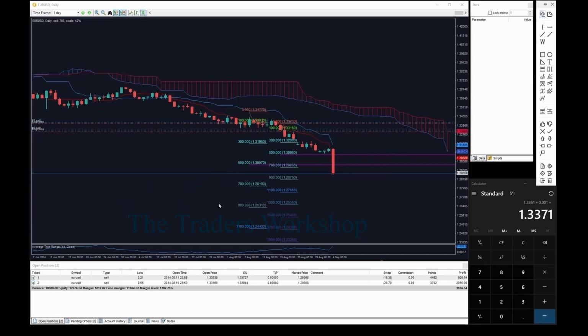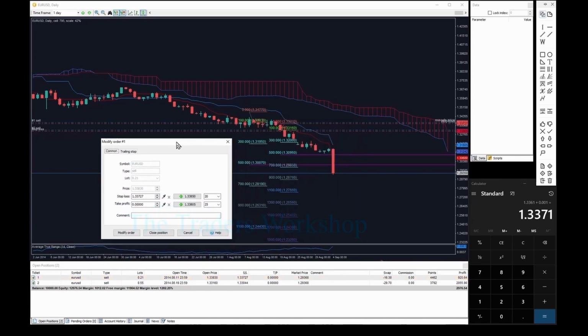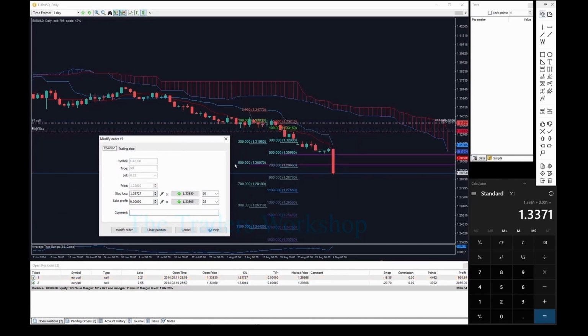First, let's read the description on the ray line at the level 500 of the first position. It says here, to move the stop loss to level 300 if the price action hit the level 500. All we have to do is to modify the stop loss for position at the trading panel below. Choose ticket 1. Then right-click to modify the order. The new stop loss should be the price of level 300. The level 300 at 1.31950. Then click Modify Order.